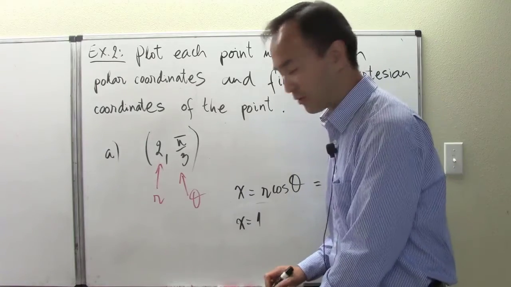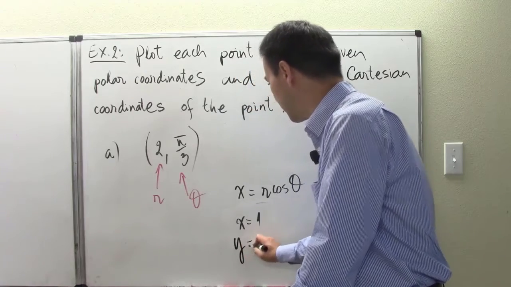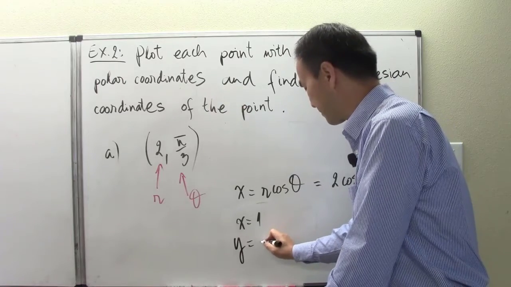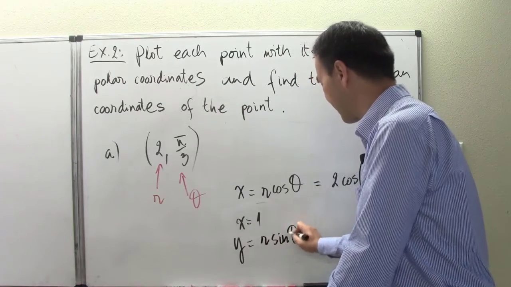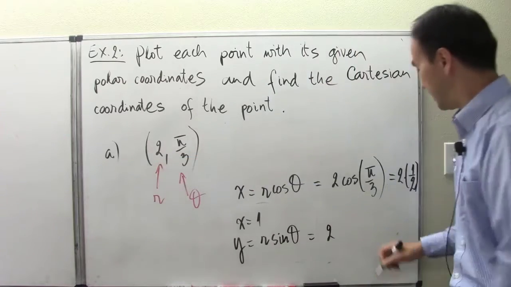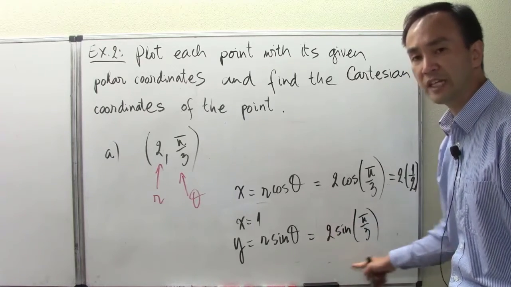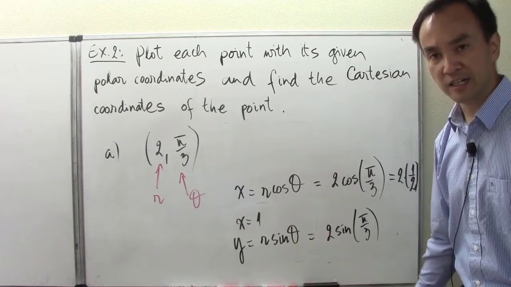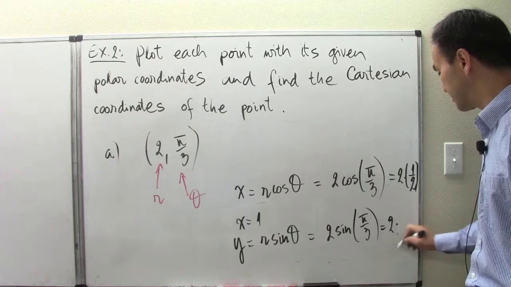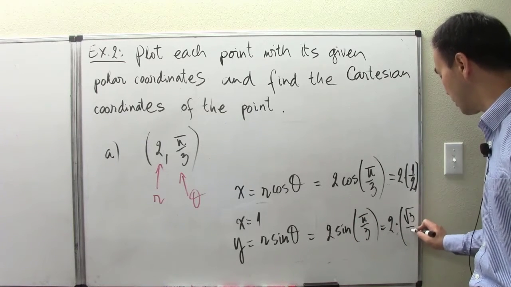Similarly, we are going to find the y value. From what we learned right before getting into this example, y equals r times sine theta. The radius is 2, and then times sine of pi over 3. Another very easy problem for students who have already learned past trigonometry. This is 2 times sine of pi over 3, and from the unit circle, sine of pi over 3 is square root of 3 over 2.